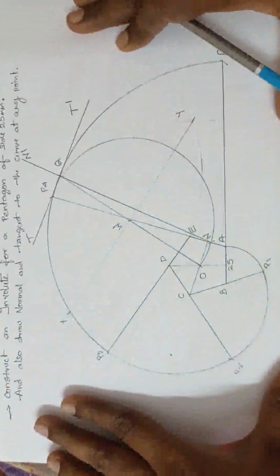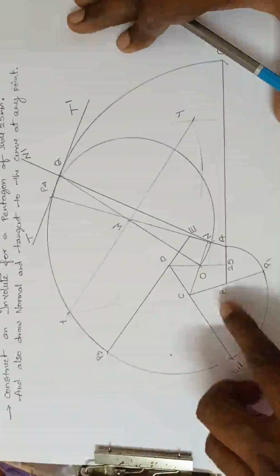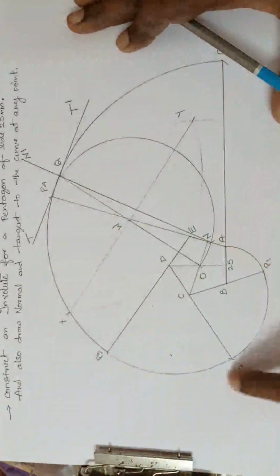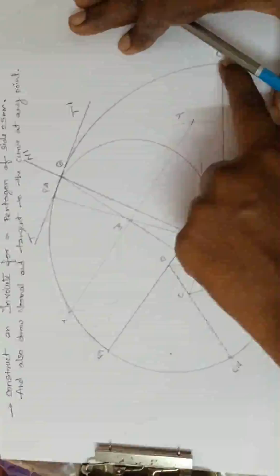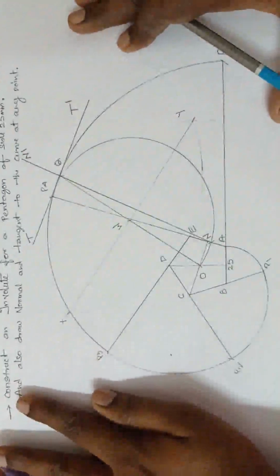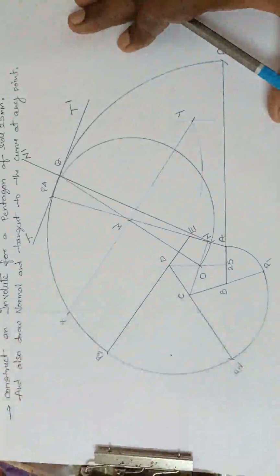pentagon. Here what you have to do is, whatever lines you are drawing, whatever pentagon you are drawing, it should be very, very light. Only this curve should be dark. And this normal line, N dash, and T dash should be dark. Just for your clarity, I have drawn the entire diagram dark.